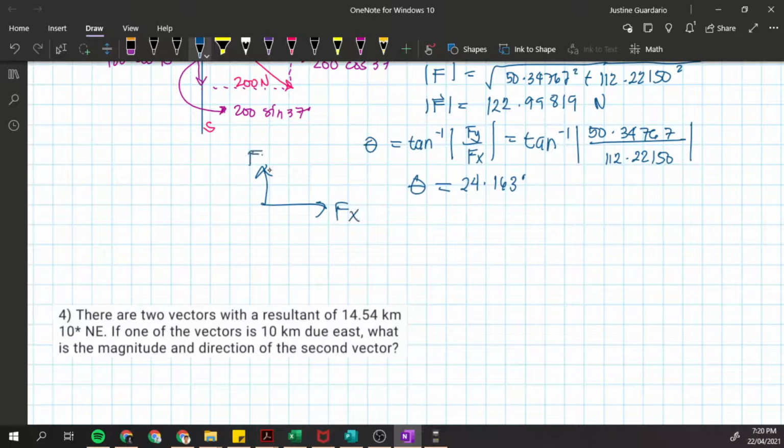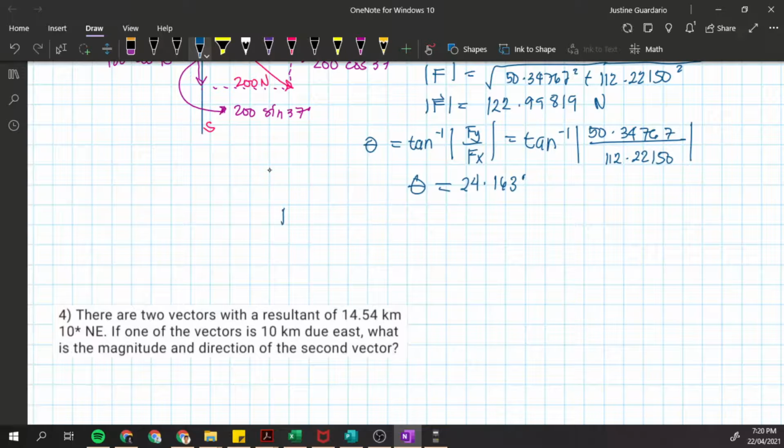Ito yung magiging f of y ko. Kapag gusto kong kunin yung resultant, by parallelogram law, ito yung magiging resultant. Tama? Nakakuha na natin yung resultant na to. Okay? Tapos, yung angle na tinutukoy natin dito is this angle. Itong angle na to, with reference to positive x-axis.